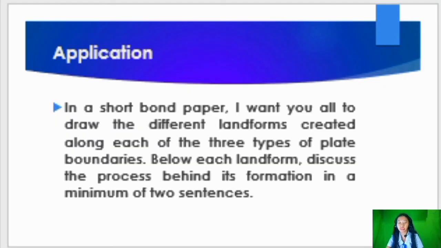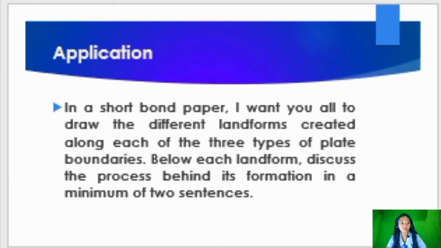And now that we are done with our three lessons, which are the convergent plate boundary, divergent plate boundary, and transform fault boundary, let's have an activity, the application for our discussion. So, in a short bond paper, I want you all to draw the different landforms created along each of the three types of plate boundaries. Below each landform, discuss the process behind its formation in a minimum of two sentences. So just a minimum of two sentences only in a short bond paper.